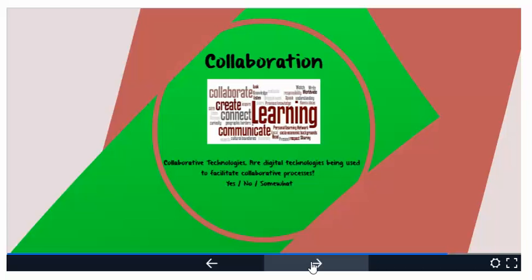And the last thing would be collaboration. Collaboration technologies are digital technologies being used to facilitate collaborative processes. Did this happen? Yes, no, or somewhat. Tips for using TRUDACOT would be to focus on brainstorming, focus on desired answers, and focus on growth over time.